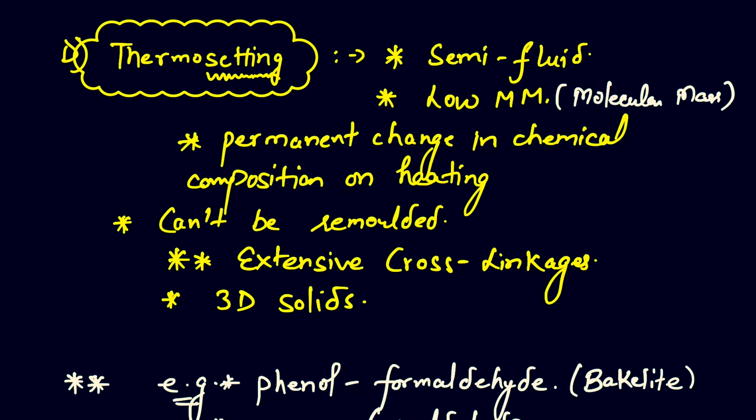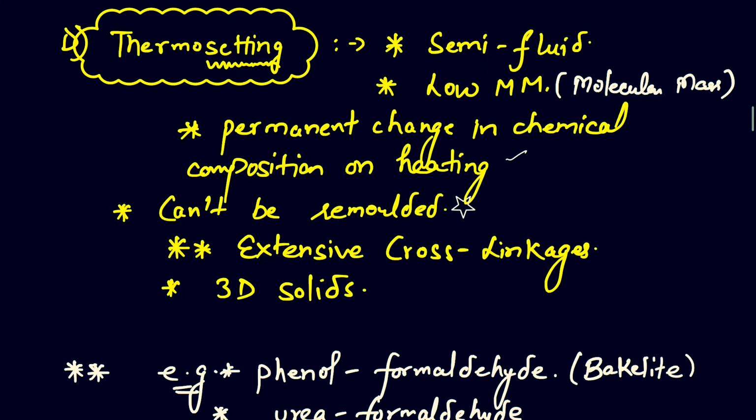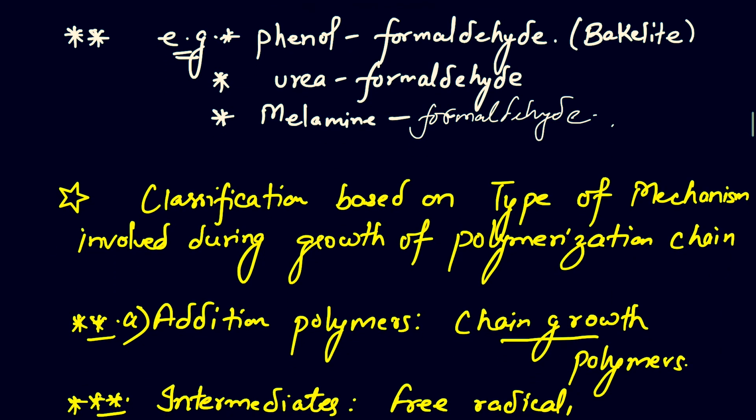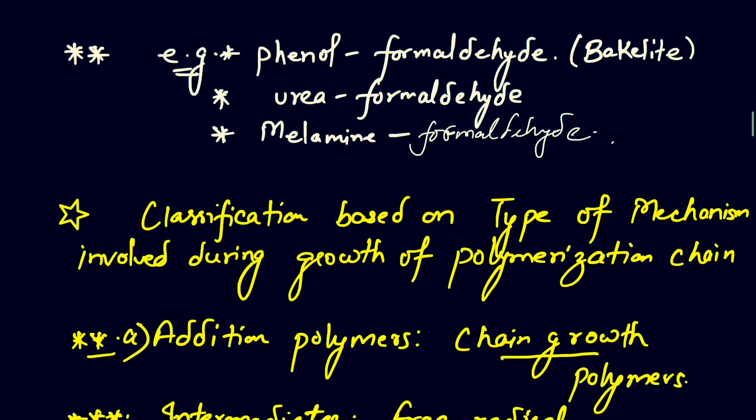Next, the last part is the thermosetting. Thermosetting are basically semi-fluids. They have low molecular mass. There is a permanent change in chemical composition on heating, so they cannot be remolded again and again. This is the difference between thermoplastic and thermosetting. Now examples include phenol formaldehyde, that is bakelite, urea formaldehyde, and melamine formaldehyde.